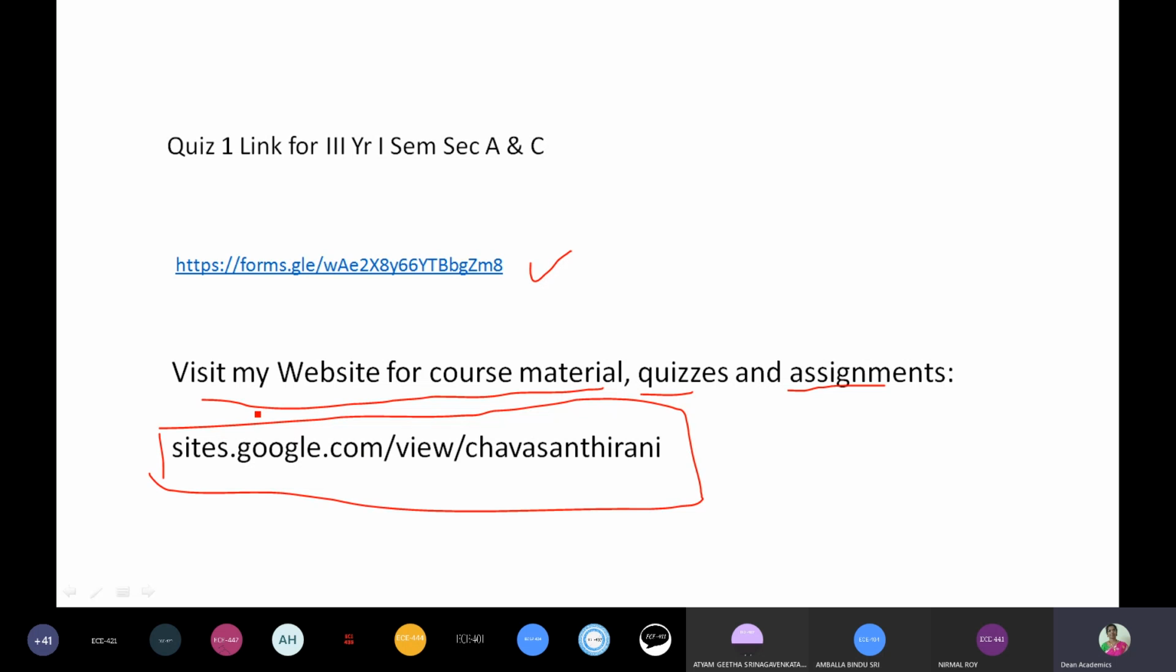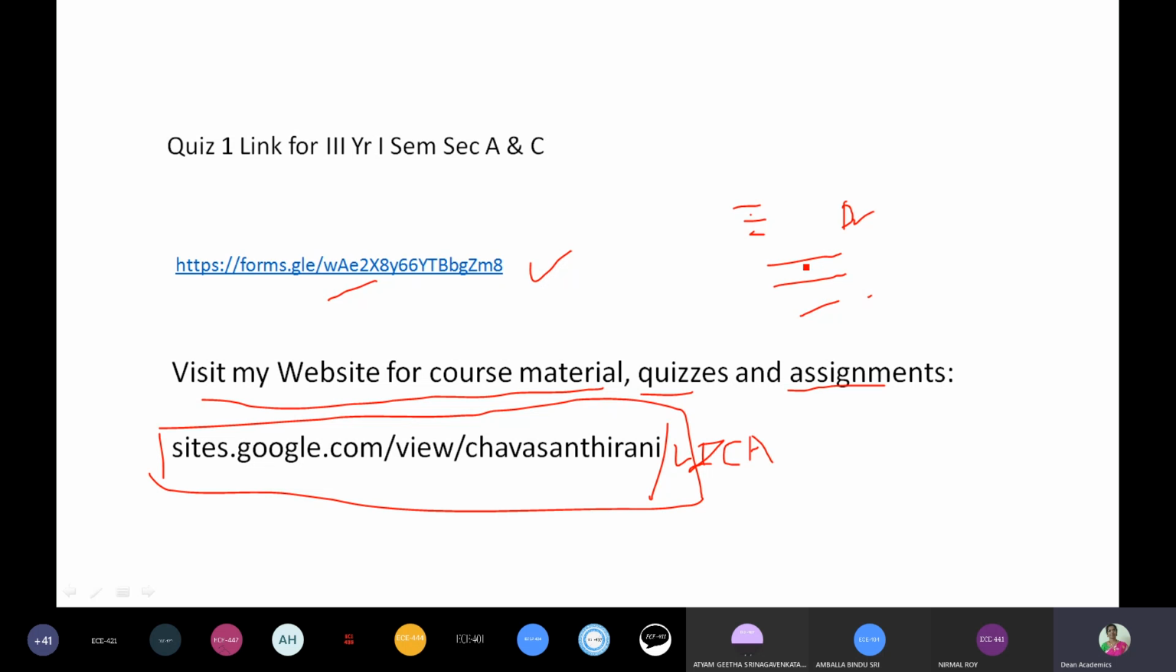sites.google.com/view/my name, right? After that put one more slash and write LICA. There are other courses also, so all the courses that I handle will be there. So you visit this website. Next to that you can see my name and all, right? Here if you click, you will get courses, students, publications, all that.